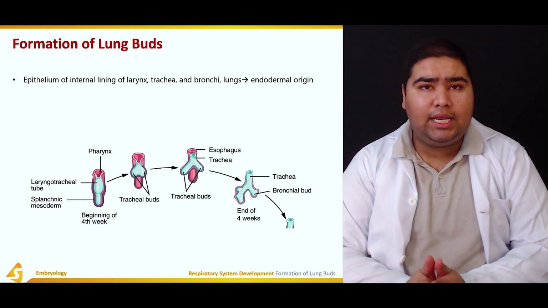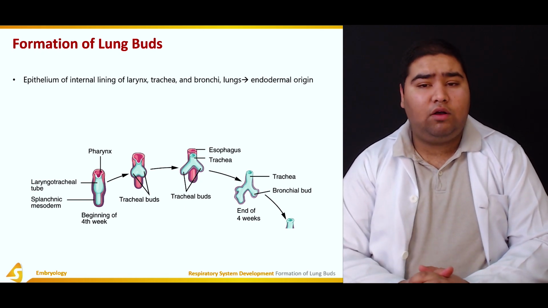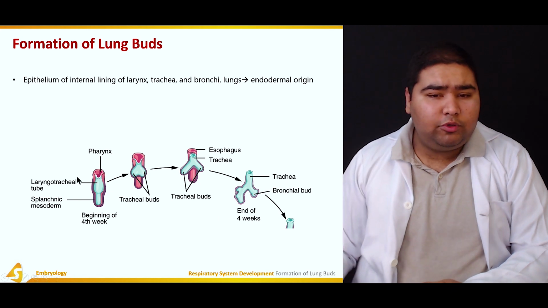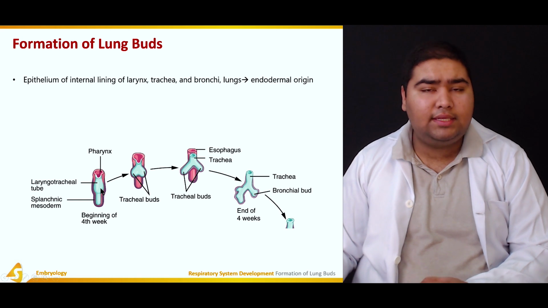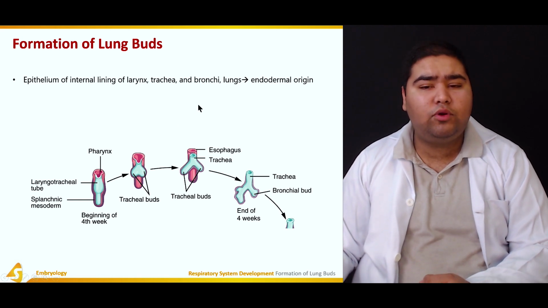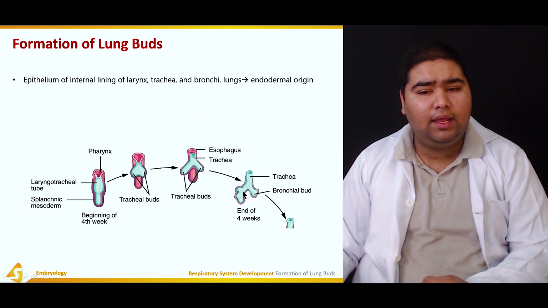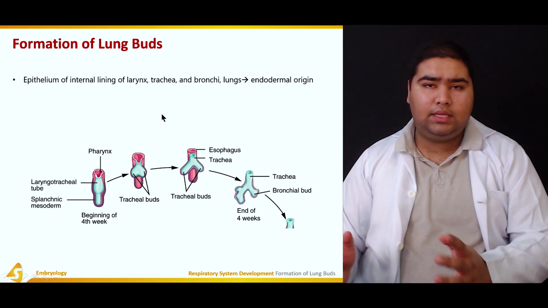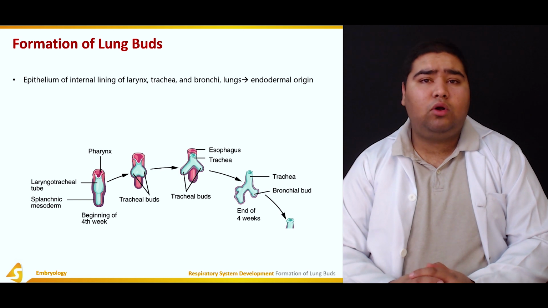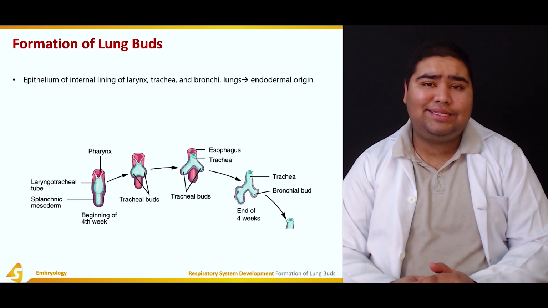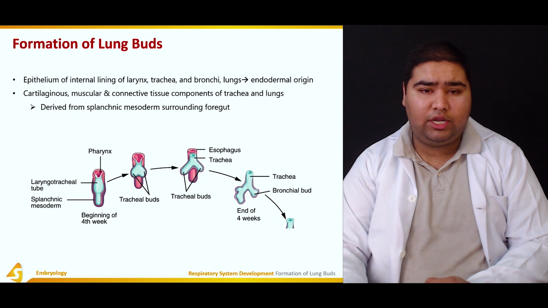So the epithelium of the internal lining of the larynx, the upper portion of the respiratory tube, the trachea, the central portion of the respiratory tube, and the bronchi. These are the bronchi. They are endodermal in origin. We talked about it. The respiratory system in almost its entirety is endodermal in origin.